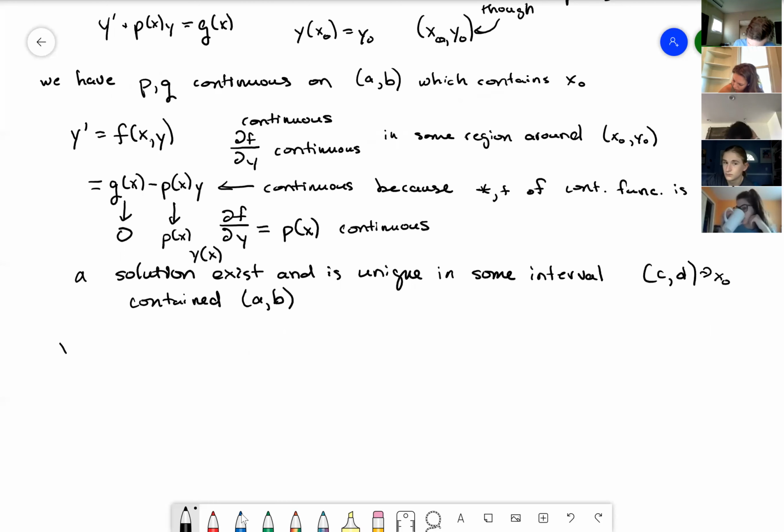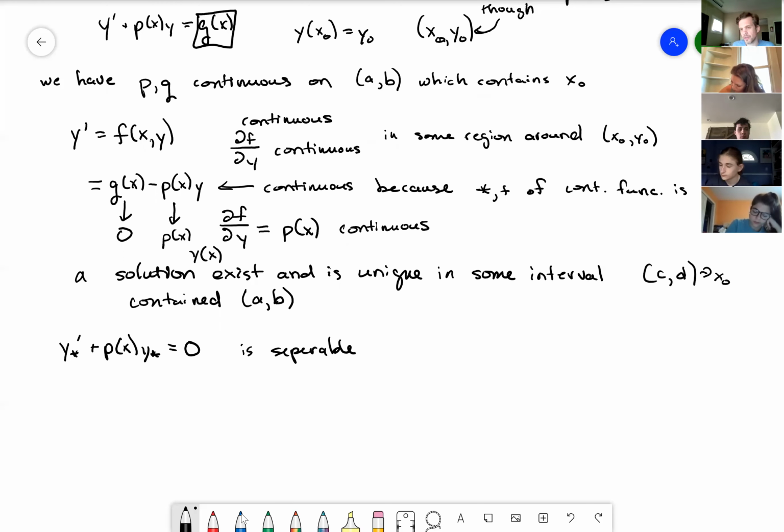That was the solution to y star prime plus p of x y star is equal to zero. So we drop the non-homogeneous part, which is this q of x, right? We just assume that it's zero and get a solution. So this should be simpler. In fact, it is. This is separable, so it definitely has a solution. We know how to get one.